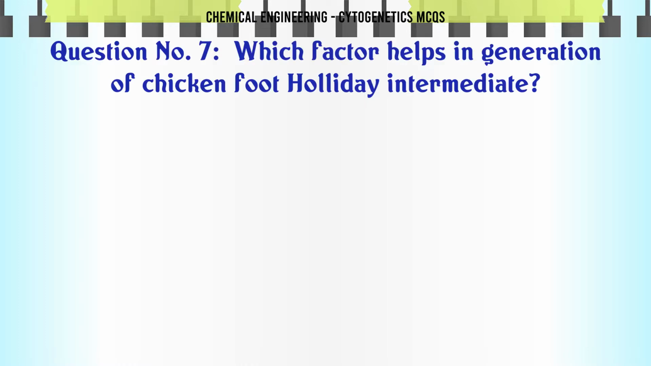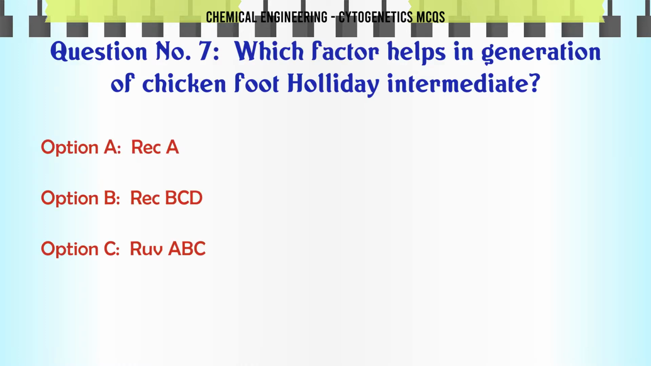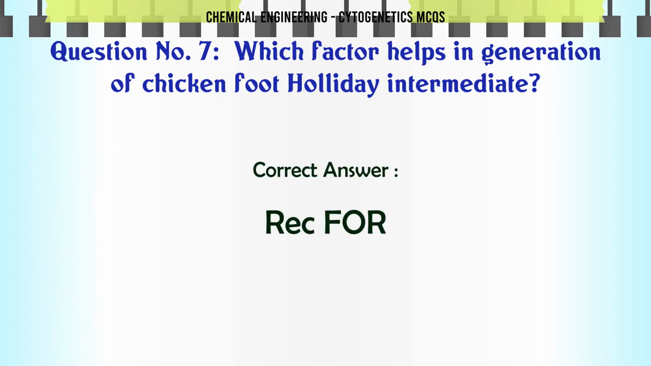Which factor helps in generation of chicken foot Holliday intermediate? A) RecA, B) RecBCD, C) RuvABC, D) Rec-4. The correct answer is Rec-4.